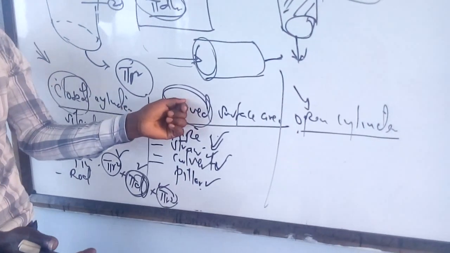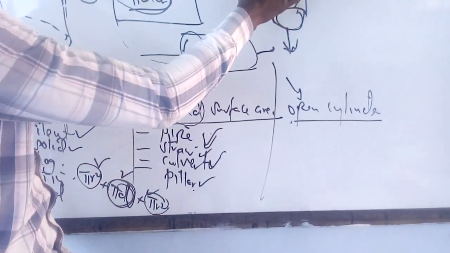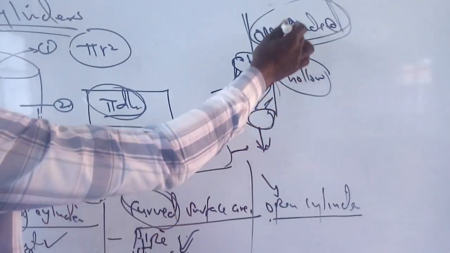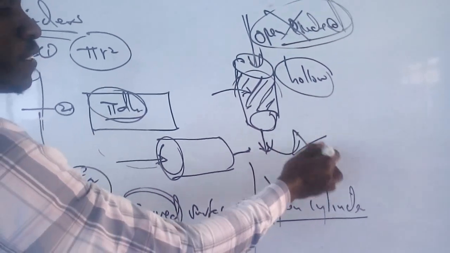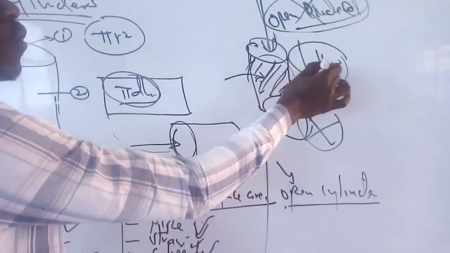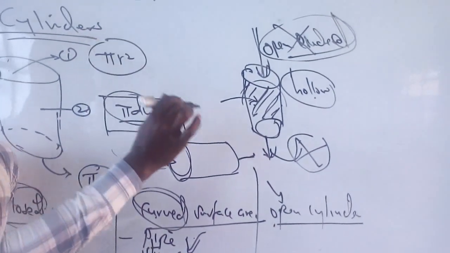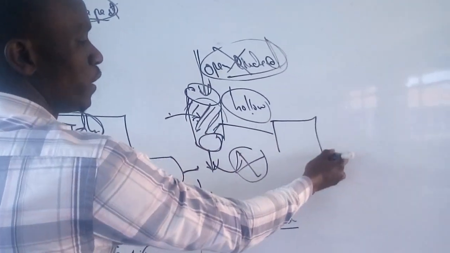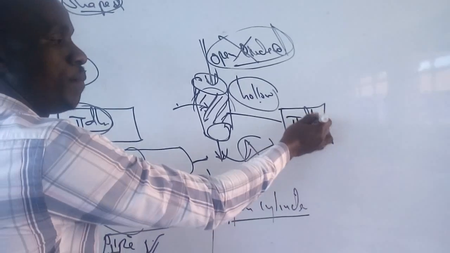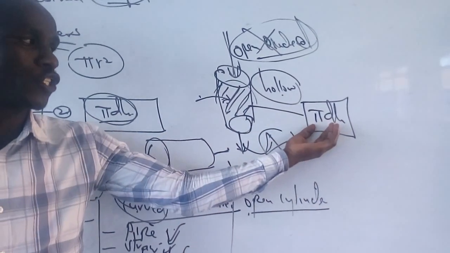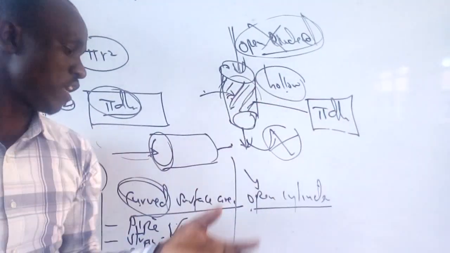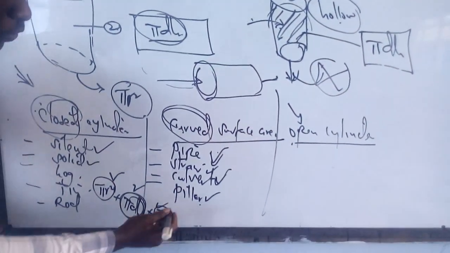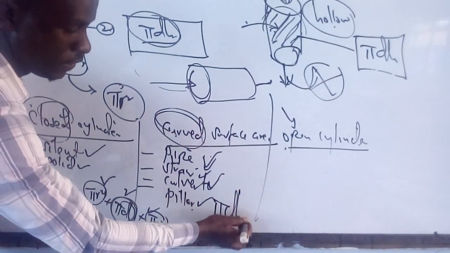The curved surface, we have said, is only the curved part. So it has no circle at the bottom, but it has only the curved surface, which we draw as a curved surface, and which will only be pi dh. Only the area of the curved surface. So here we have only pi dh.